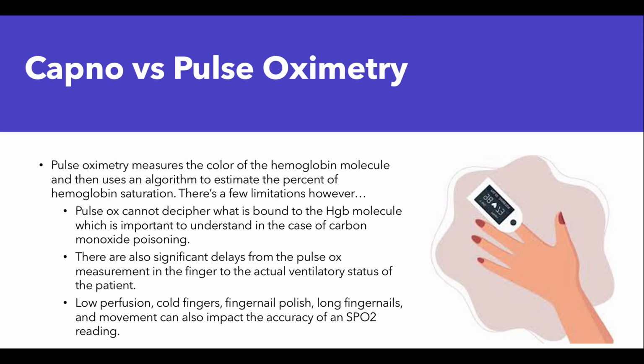Pulse oximetry measures the color of the hemoglobin molecule and then uses an algorithm to estimate the percentage of hemoglobin saturation. As we know, there are a few limitations. The pulse ox cannot decipher what is bound to the hemoglobin molecule, which is important to understand in the case of carbon monoxide poisoning. There are also significant delays from the pulse ox measurement at the finger to the actual ventilatory status of the patient. Low perfusion, cold fingers, fingernail polish, long fingernails, and movement can also impact the accuracy of the SpO2.